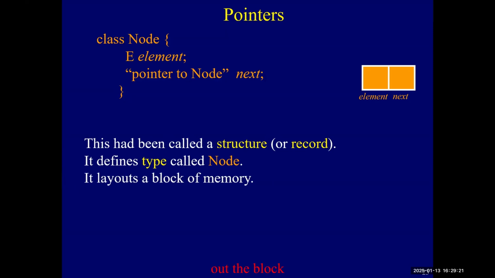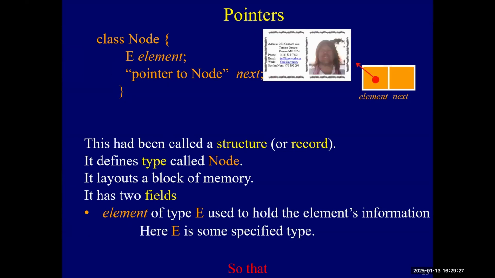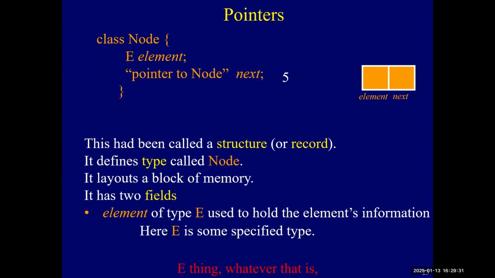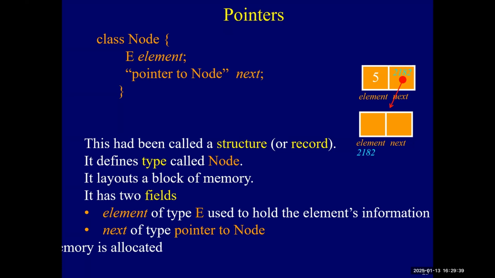And it lays out the block of memory with the 2 fields, right? So that element points at some E thing, whatever that is, and next points at another record, right? Everybody good? Right, and when you declare this, no memory actually, yeah, 0. It's called the null pointer.